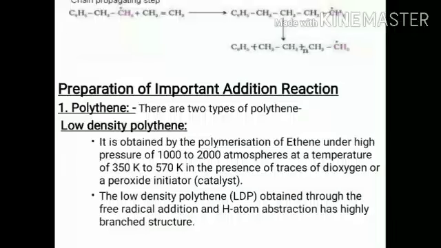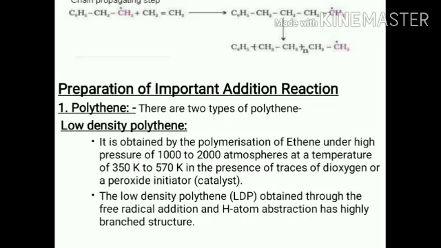Now this is the process of addition polymerization. In the addition polymerization process there is no removal of water molecules. Now the preparation of important addition polymers. The first one is polythene, and we are going to start forming a new polymer.